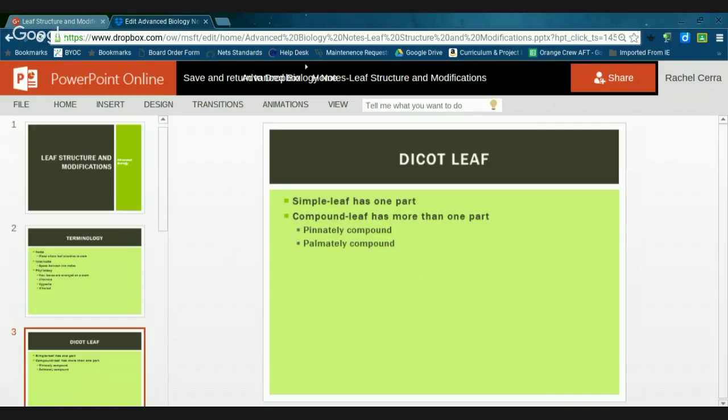So it's got one main petiole and several different extensions off of that main petiole. So those are those two basic shapes. You could also have a twice pinnately compound leaf, which I've drawn below. So then we start getting kind of crazy with the shapes there.